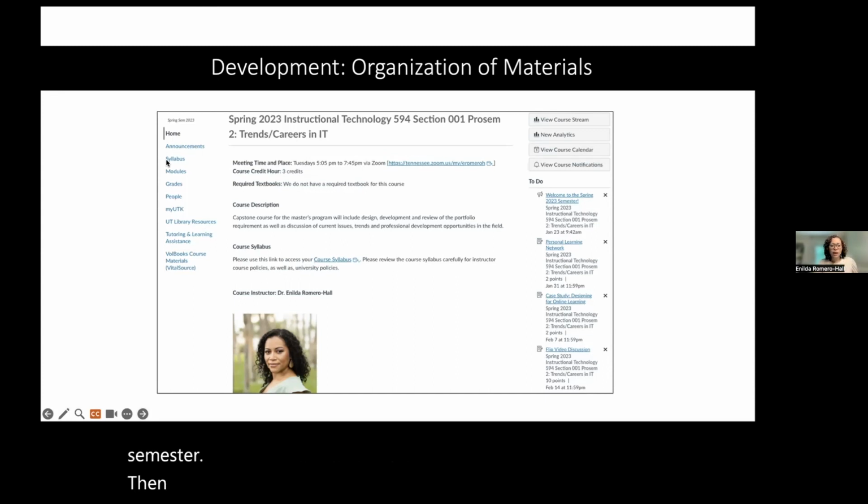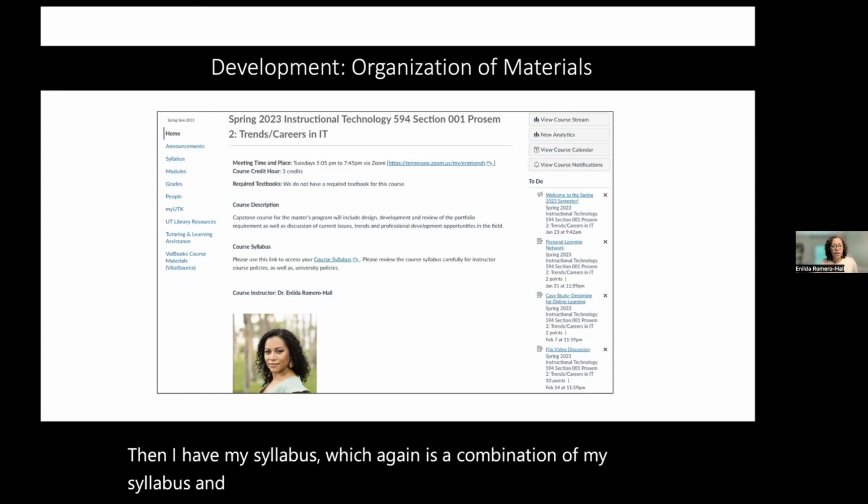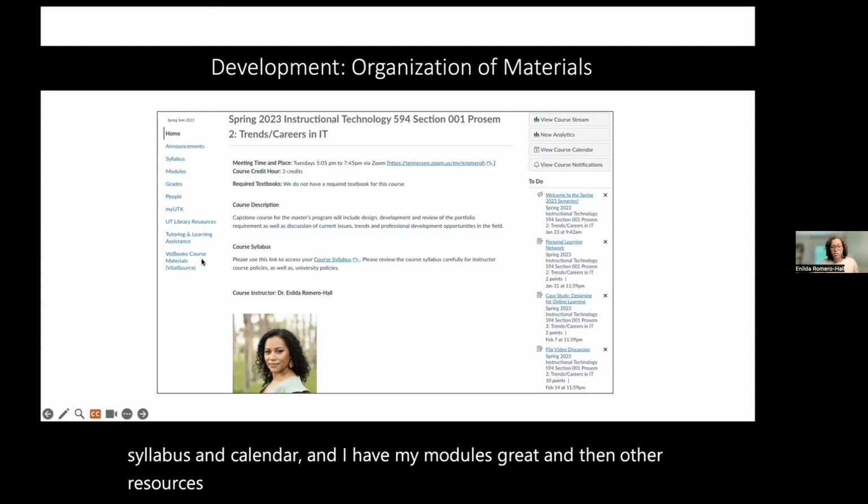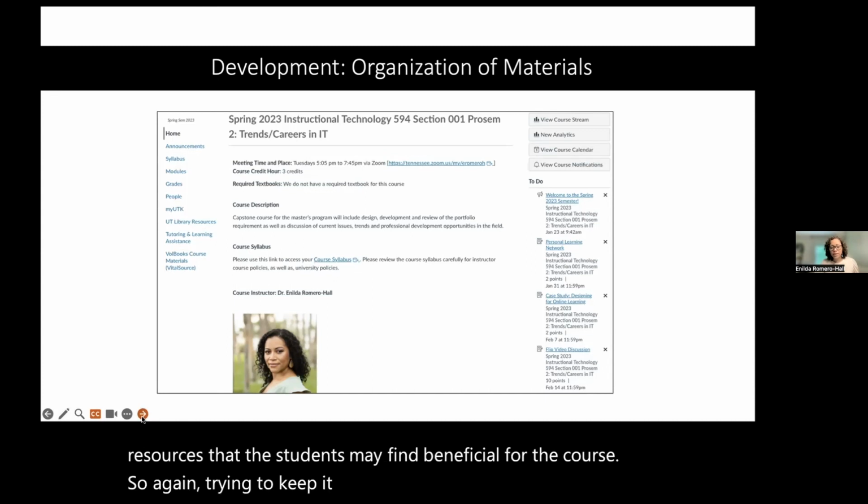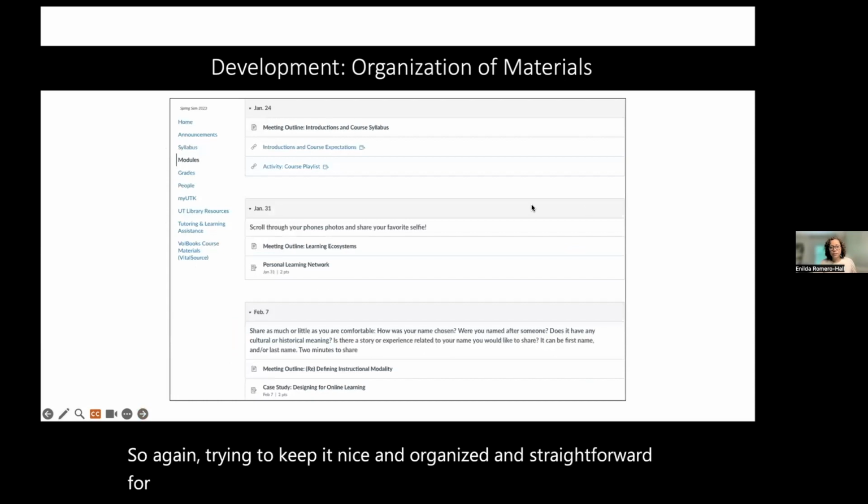Then I have my syllabus, which again is a combination of my syllabus and calendar. And I have my modules, grades, and then other resources that the students may find beneficial for the course. So again, trying to keep it nice, organized, and straightforward for the students.